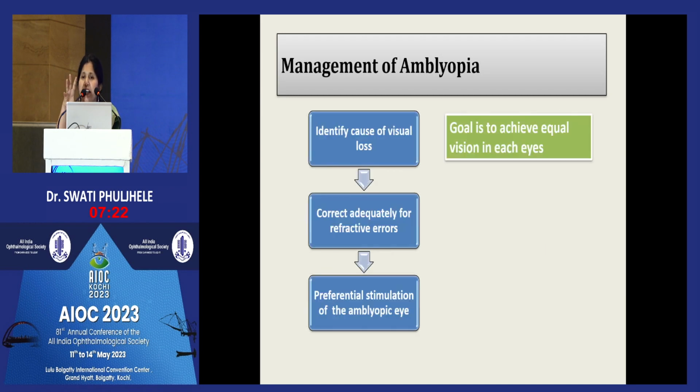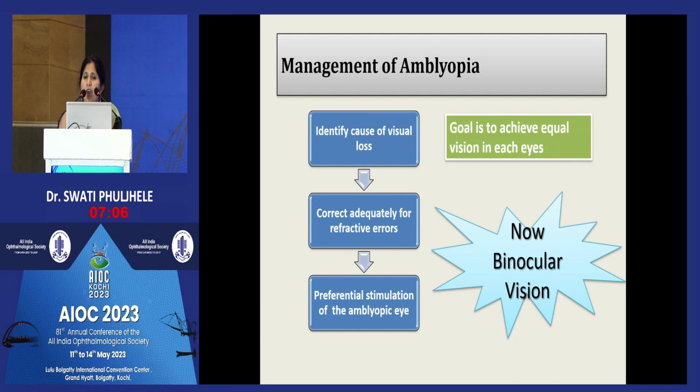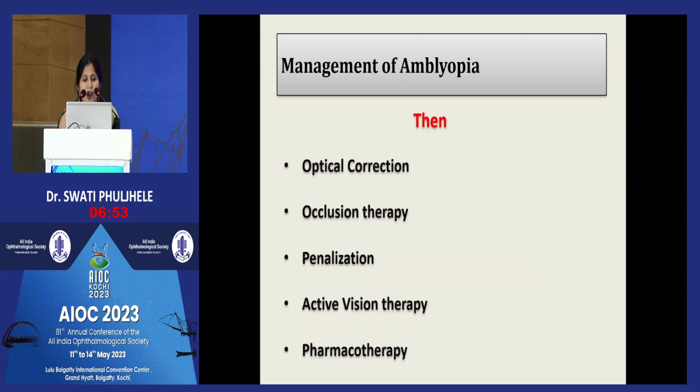So the basic management of amblyopia still remains the same. Identify the cause of visual loss, correct adequately for the refractive error, give preferential stimulation to the amblyopic eye, and the goal is to achieve equal vision in each eye. But now, as more and more focus is on binocularity, not just achieving equal vision, we also want the patient to gain some amount of binocularity as well.